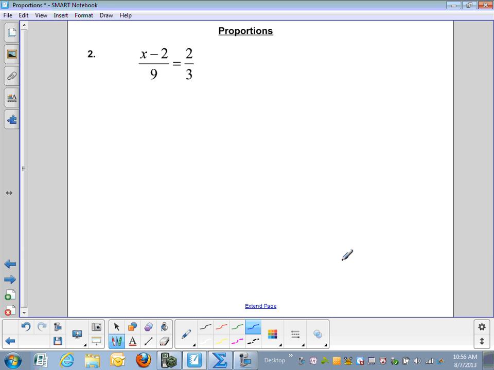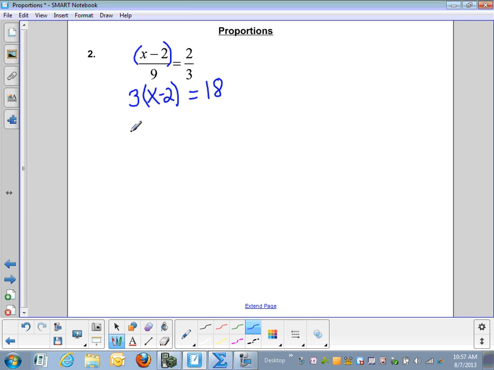Problem 2, x minus 2 divided by 9 is equal to 2/3. So in this case we have an algebraic expression in one of the numerators. So the first thing we want to do is go ahead and put parentheses around them, because they are going to travel together. And then we're going to do that cross multiplying, where we're going to take 3 times x minus 2 is equal to 9 times 2. We know that's 18. We'll go ahead and write that in now.